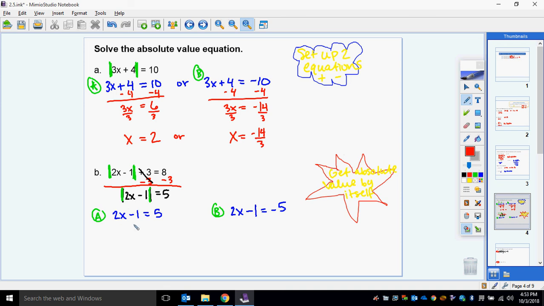So now we're ready to solve our two equations. So to solve for x, we're going to add 1 and then divide by 2. Okay, so that could be one of our solutions, or the other solution could be -2. All right, there's two possible answers, two numbers that you could plug into the original equation for x, and you'd get 8. One number is 3, the other number is -2. Okay, so a plan A and a plan B when you have absolute value equations.